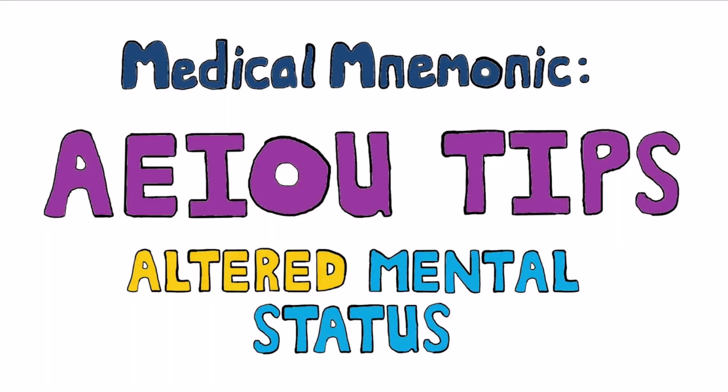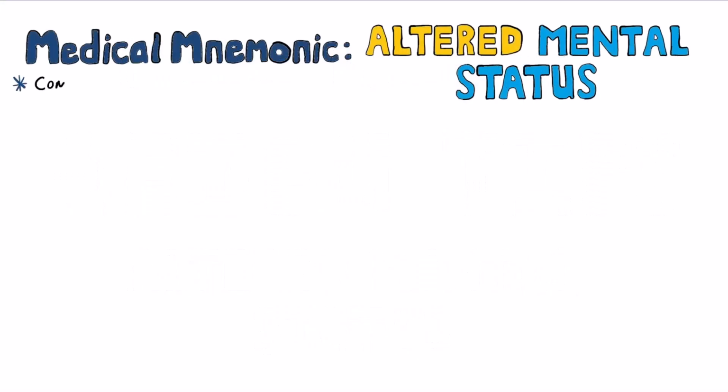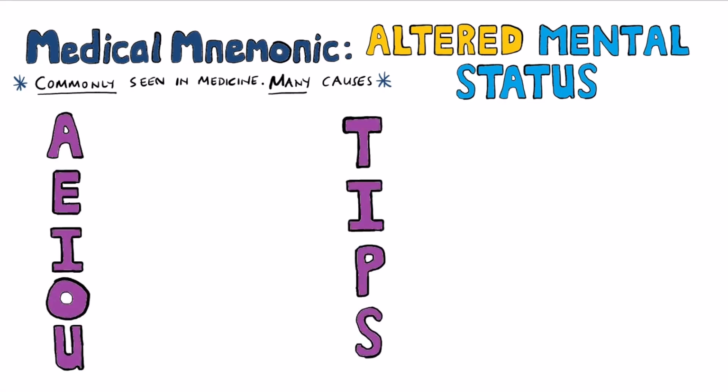AEIOU, TIPS, is a mnemonic that helps you remember which letters are vowels as well as the causes of an altered mental status. An altered mental status is something that's commonly encountered in medicine and has many causes, so knowing this mnemonic should help you in narrowing down the causes for your particular patient. To help you remember this more easily, most letters have two causes apart from the E, the I, and the U.